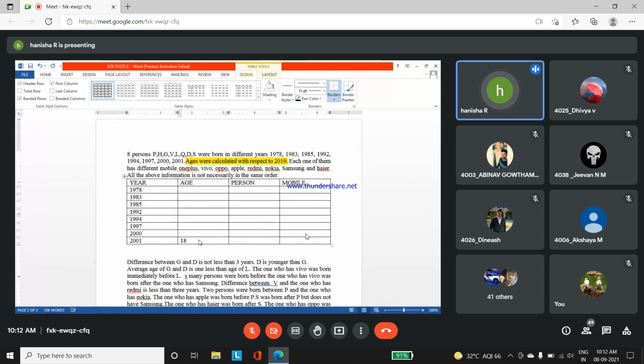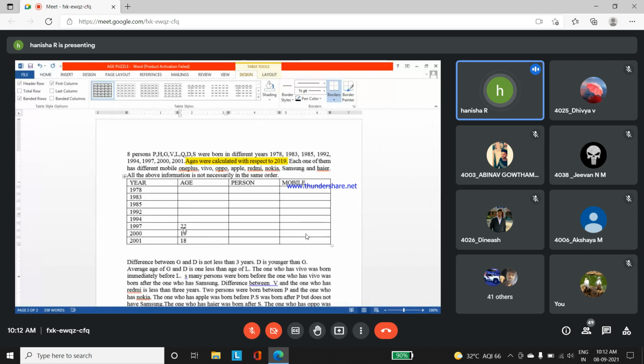Subtracting 1978 from 2019 is harder, so we are going to subtract from the last. And what we are going to do is add the difference of the ages over here. The difference between 2000 and 2001 is 1. So if you add 1 to the 18, it will be 19. Similarly, the difference between 1997 and 2000 is 3. If you add 3 to it, it will be 22.